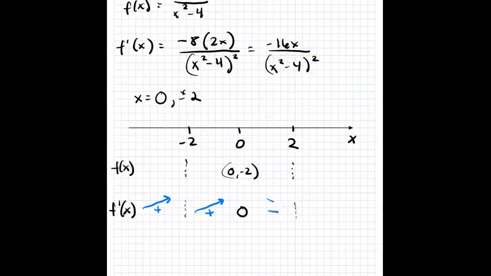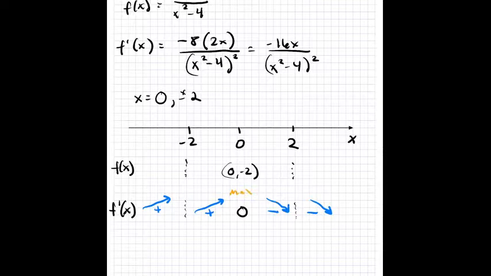And then to the right of 2, let's choose something like 3. This is going to be negative. This is going to be positive. So the original function, this is going to be negative. The original function is decreasing, right? Okay, so that means according to this, we should have a relative max at 0, comma negative 2. Let me label it like this. We're going to say max.